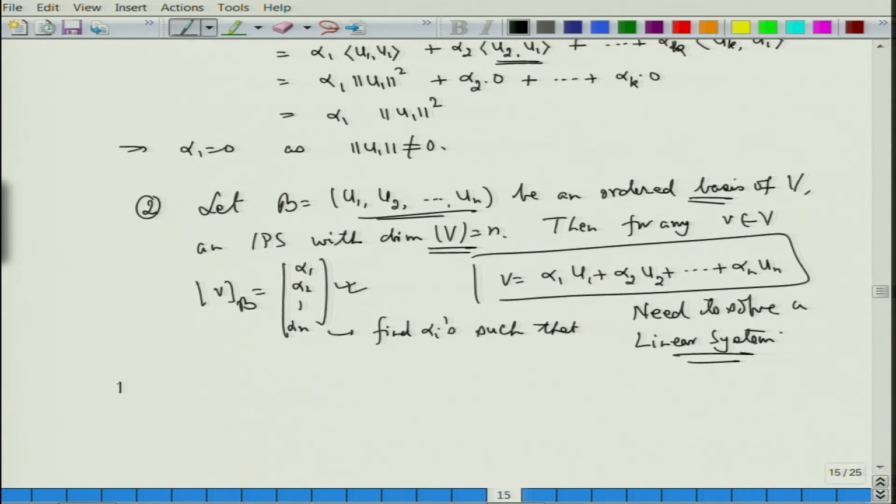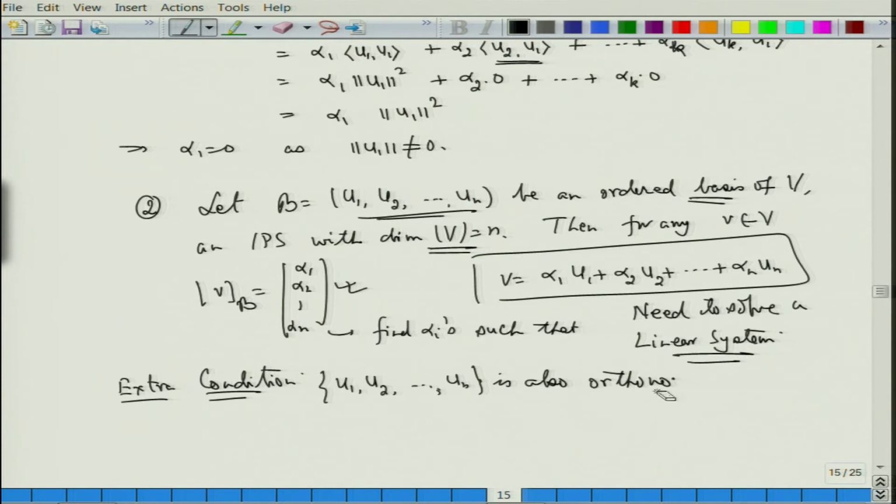So the extra condition is that u1, u2, ..., un, this set is also orthonormal, or orthogonal itself. Suppose I want to say it is orthogonal. All right. So if I say it is orthogonal, then things are much simpler. Why? Because let's look at, if it is orthogonal, then I want to compute what alpha 1 is, for example. All right.